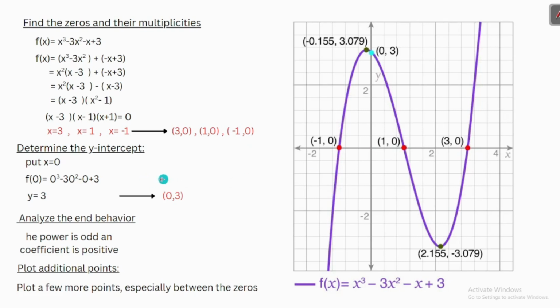Second step is to determine the y-intercept. What is the y-intercept? To get the y-intercept, we have to put x equals 0. Here we will put x equals 0 and substitute in the function: 0 cubed minus 3 times 0 squared minus 0 plus 3, and we will find y equals 3. This is another point, 0 and 3.